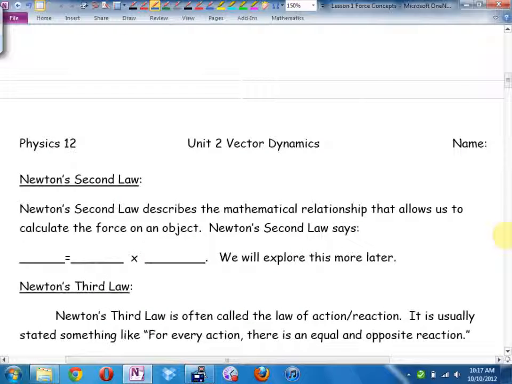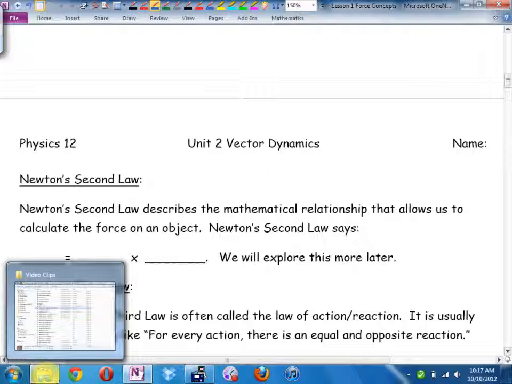Newton's first law. Objects at rest tend to remain at rest. Objects in motion tend to remain in motion. That's a terrible way to say it. Newton's first law: if you're accelerating, there's an unbalanced force. If you're not accelerating, net force is zero. That's really how I remember it.